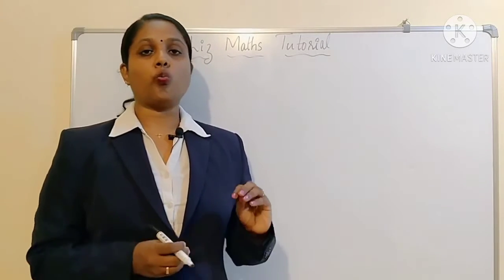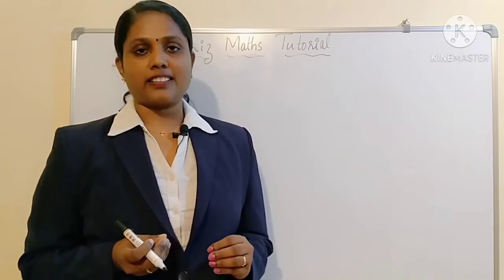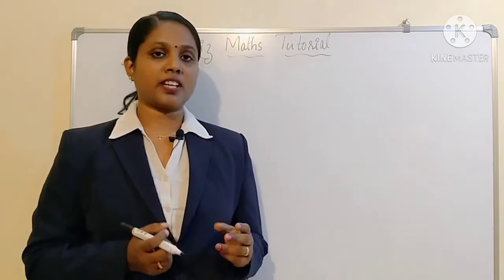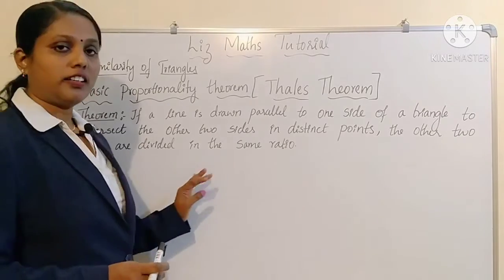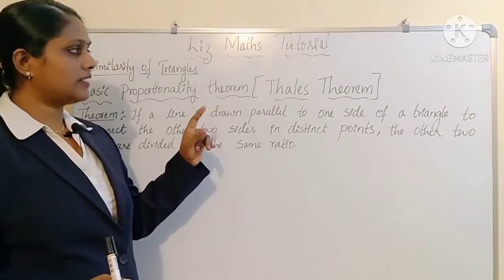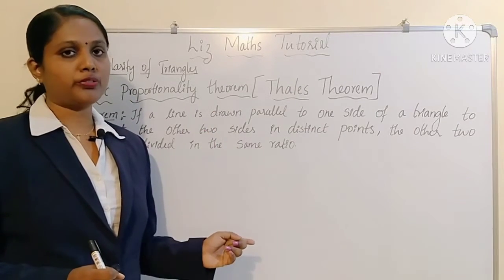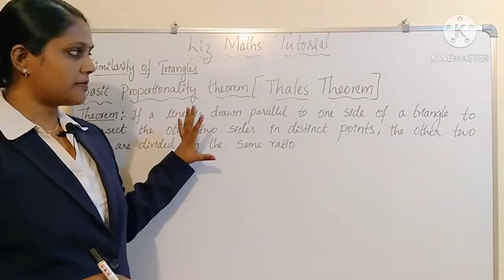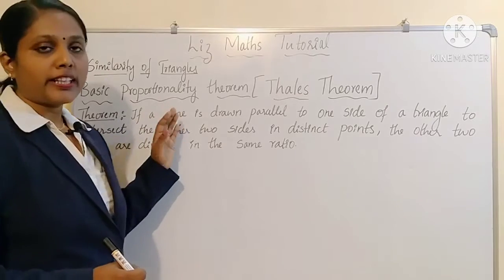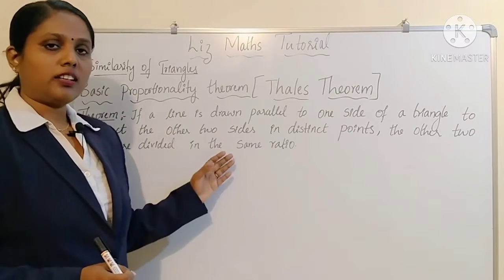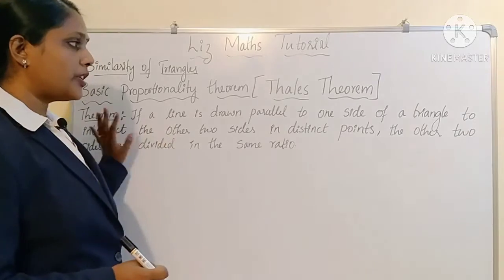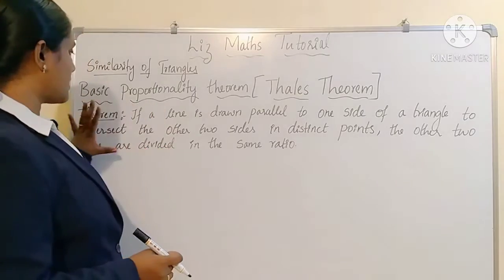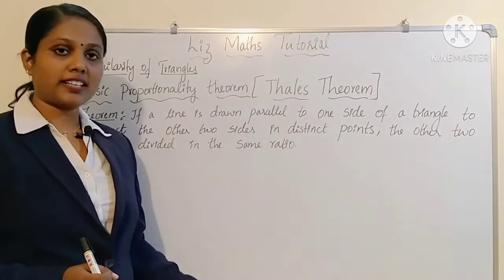You should know the area of triangles formula, only that much, and you have to learn some concepts here. So let me start with this. In the exam, they'll ask you to write the Thales theorem and prove it. Both they'll ask. Otherwise they'll give you the statement of the theorem and ask you to prove it. In either way they can ask you, so you have to study the theorem as well as the proof.